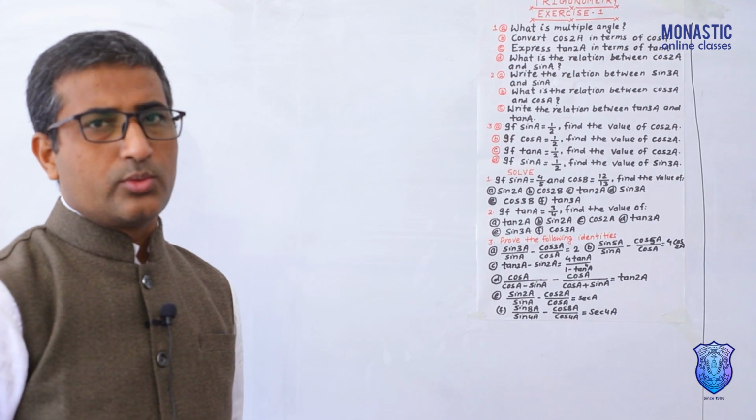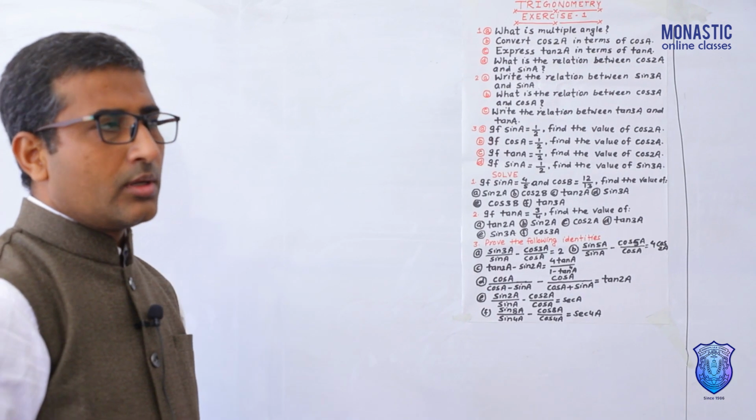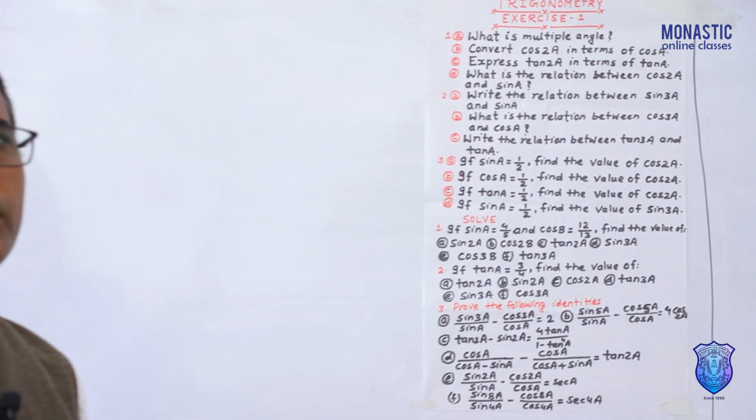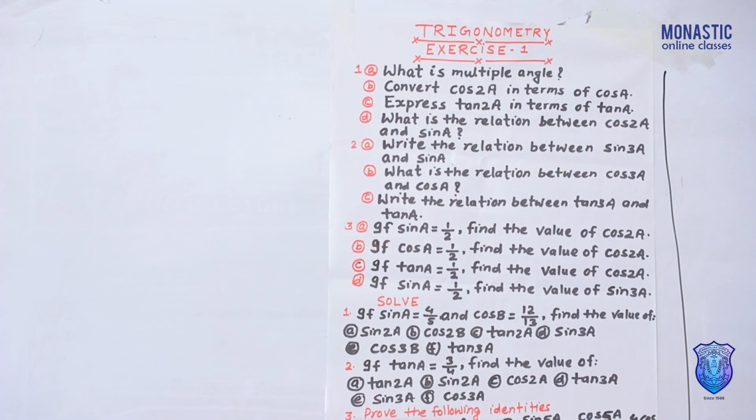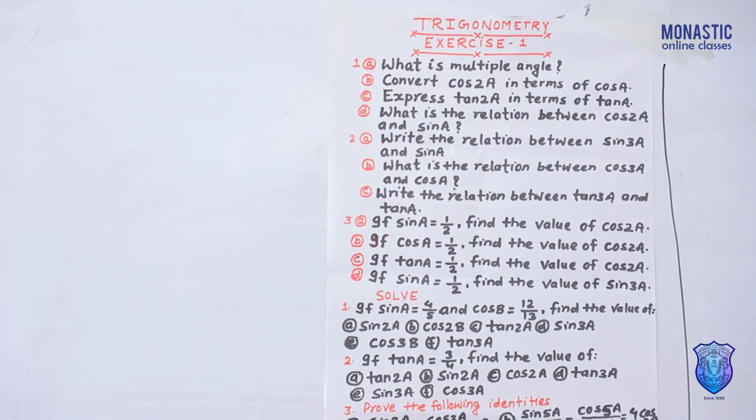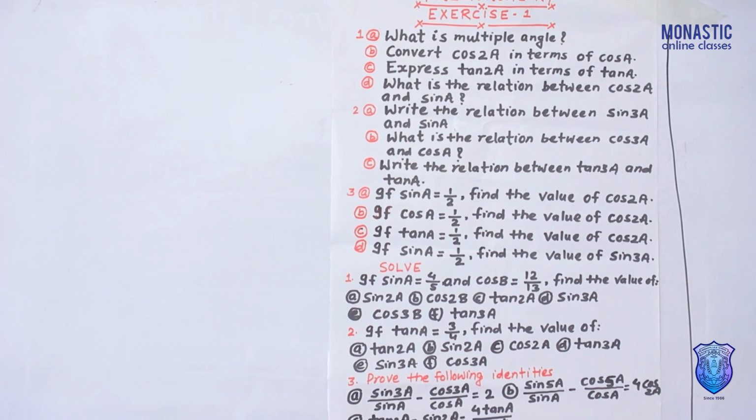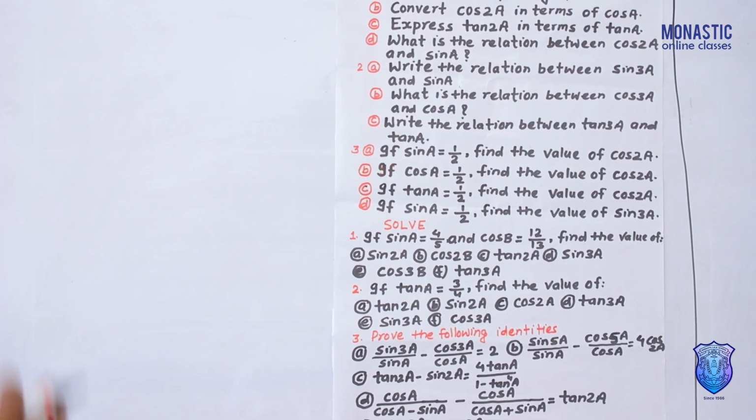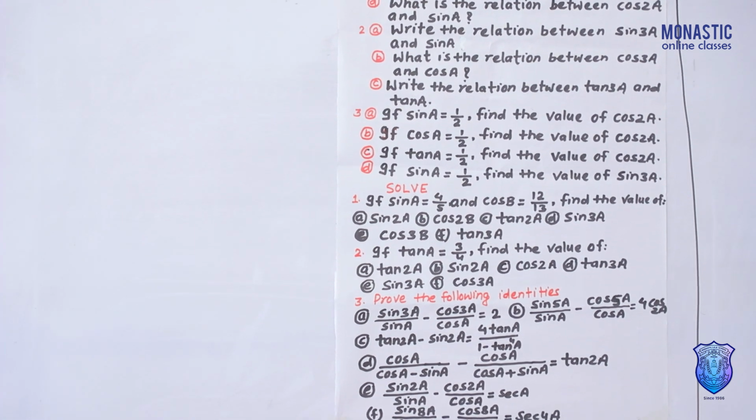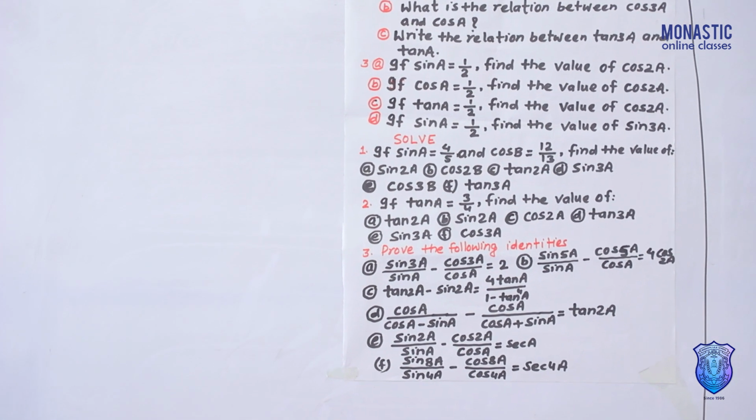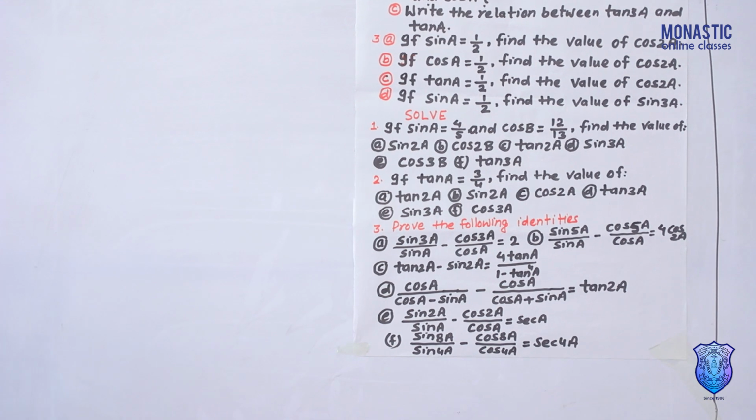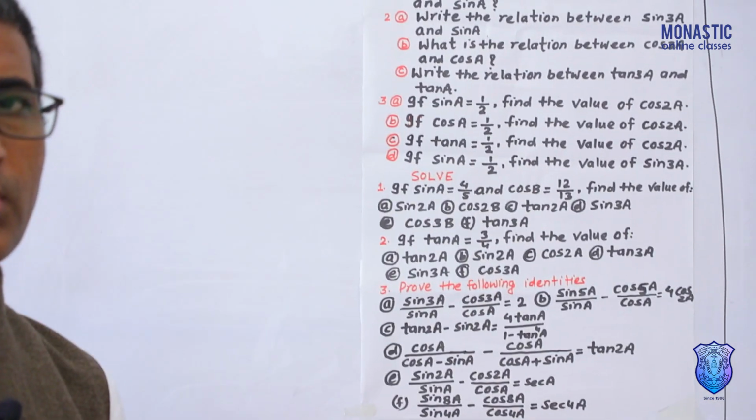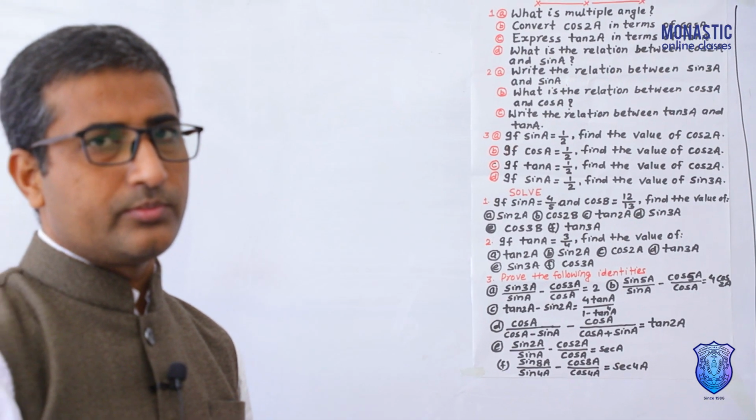In Monastic School, we have the OPT Math book, and that's the question from the same book. Now start today's class with the first question. What is a multiple angle? We have learned about it.